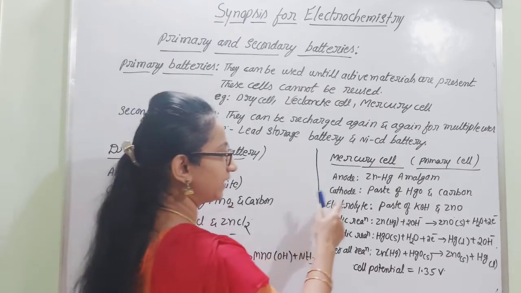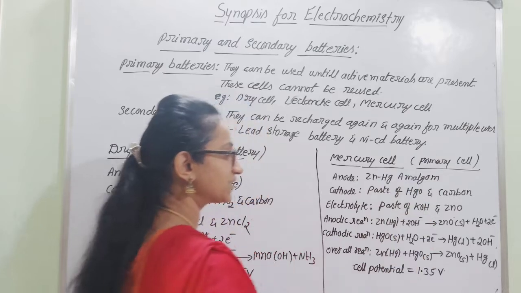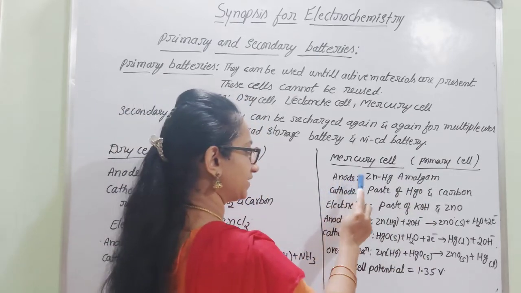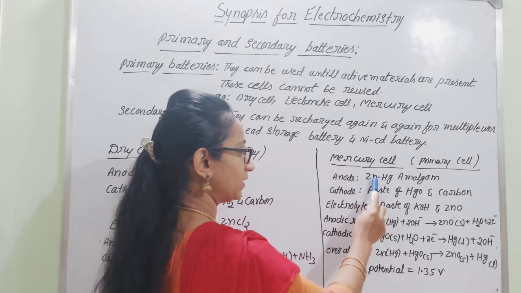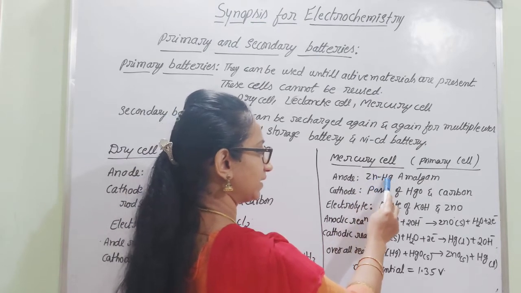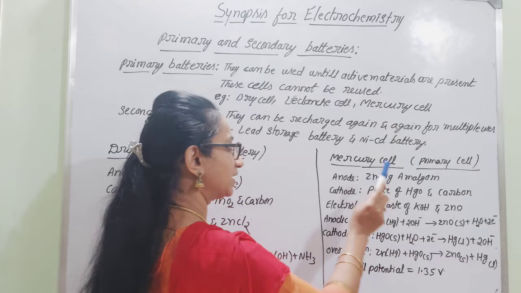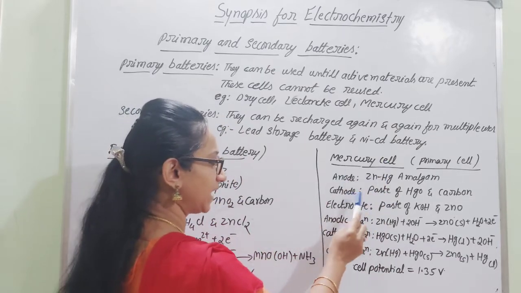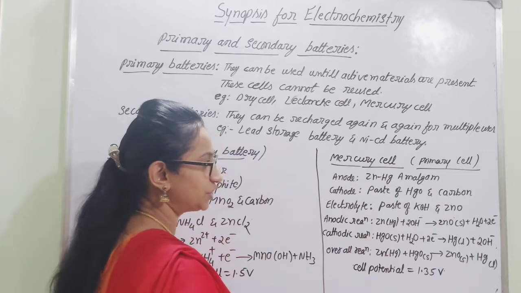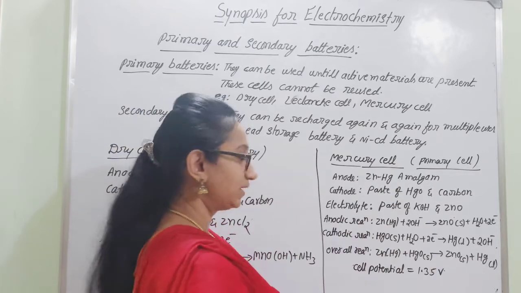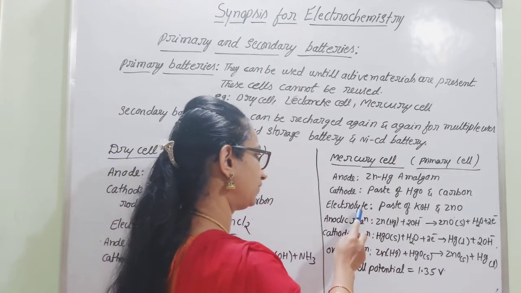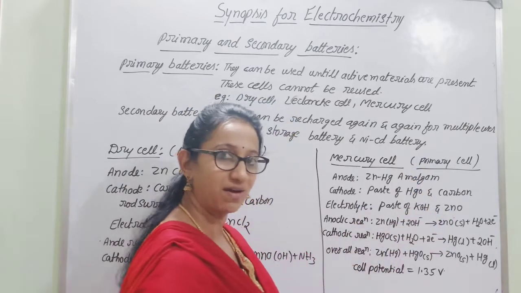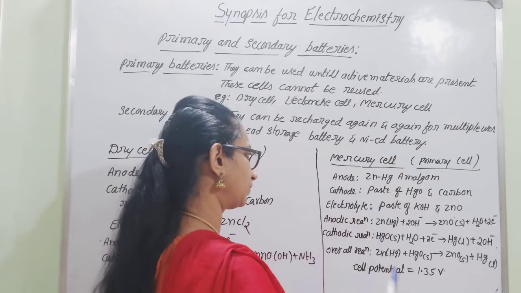The second example is the mercury cell, which is acting as a primary cell. Here, first, which is acting as anode? Zinc amalgam, that is zinc with mercury, is acting as anode. Then the cathode: a paste of HgO and carbon is acting as cathode. Then the electrolyte: a paste of potassium hydroxide and zinc oxide is acting as electrolyte.